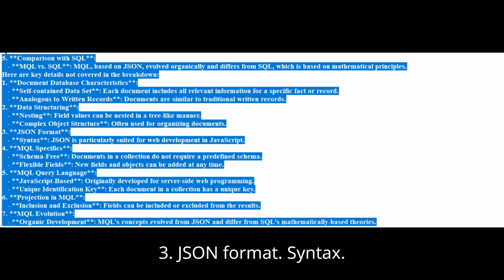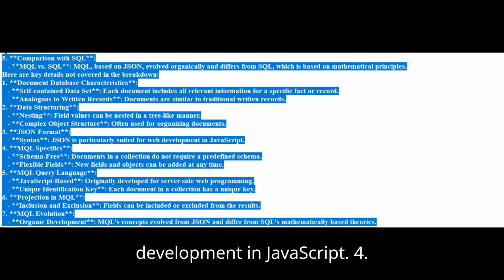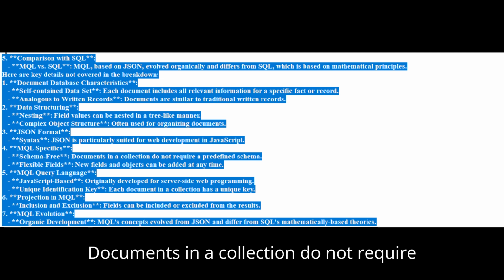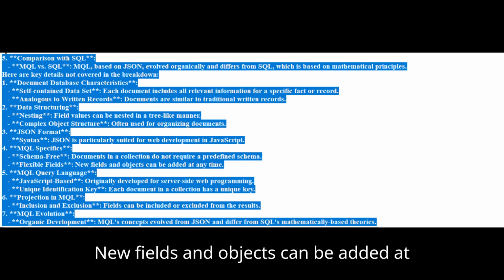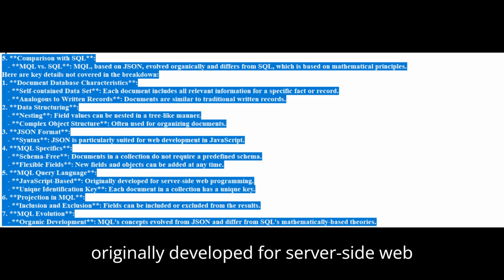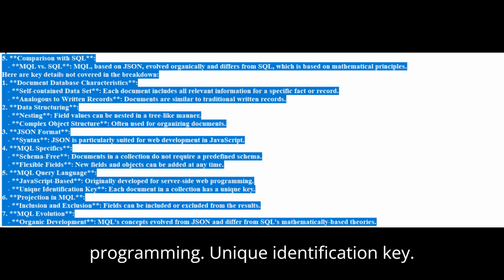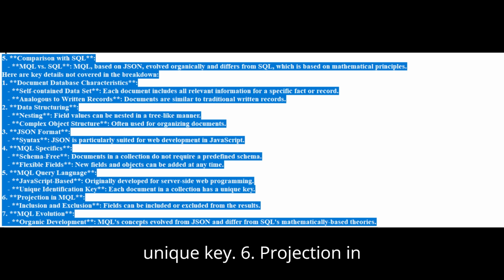3. JSON format. Syntax. JSON is particularly suited for web development in JavaScript. 4. MQL specifics. Schema-free. Documents in a collection do not require a predefined schema. Flexible fields. New fields and objects can be added at any time. 5. MQL query language. JavaScript-based, originally developed for server-side web programming. Unique identification key. Each document in a collection has a unique key.